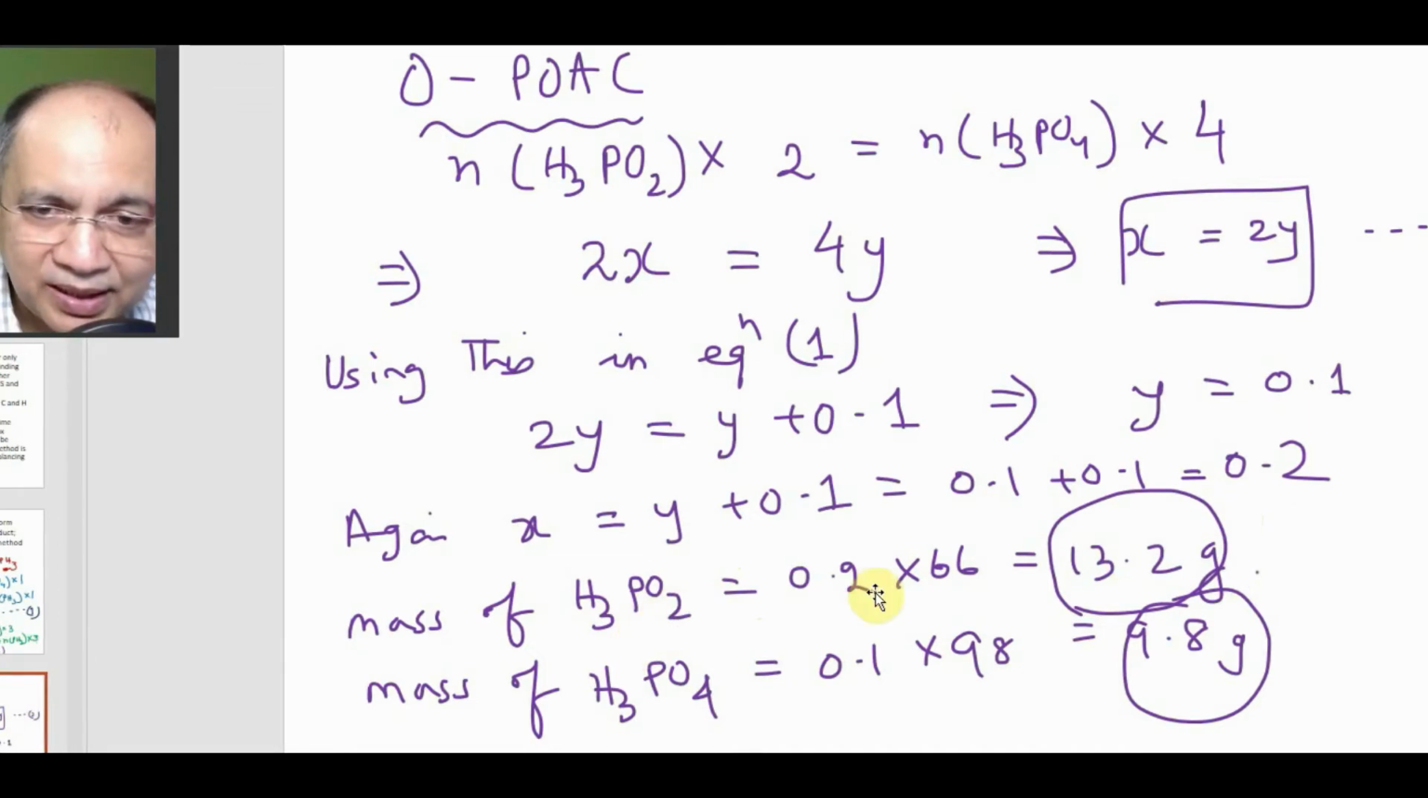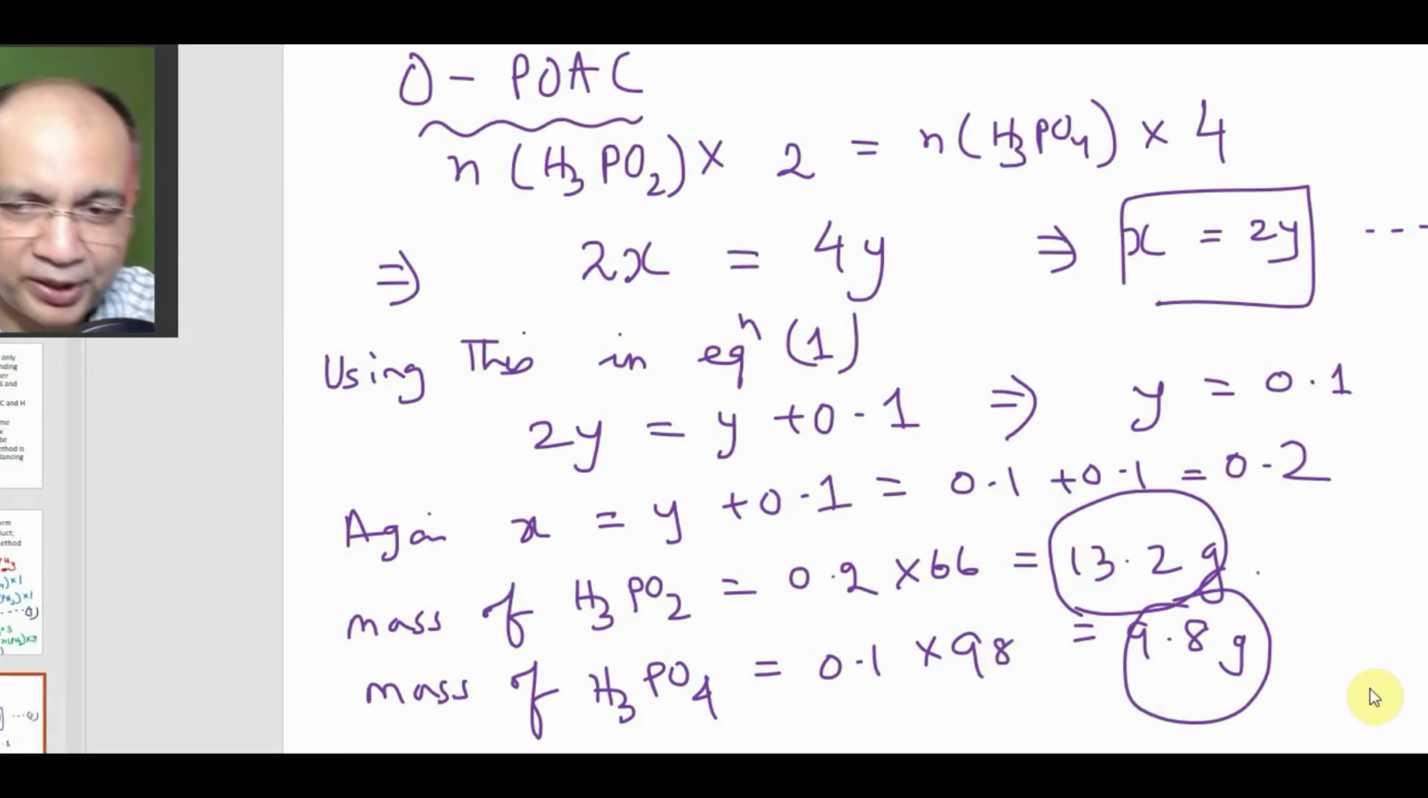So immediately convert the number of moles into mass. Since x is the number of moles of this, 0.2 into the molecular mass, 66, gives 13.2 grams of this. And 0.1 is y, that is the phosphoric acid product, and with its molecular mass, 9.8 grams of phosphoric acid will be formed.